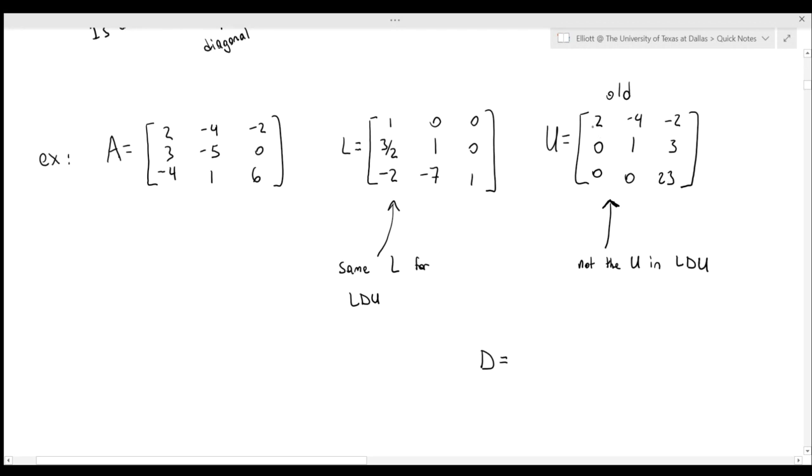What you can do using this old upper triangular matrix is take the pivots, so take the diagonal entries and put them into a diagonal matrix, just like that. That's going to give you the matrix D that you need in the LDU factorization.